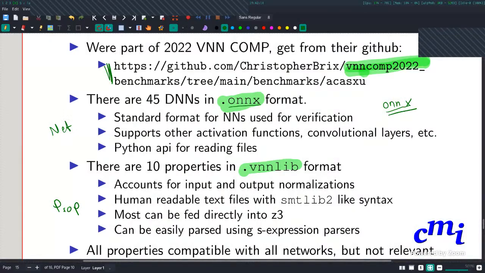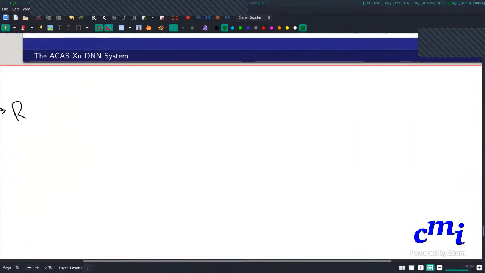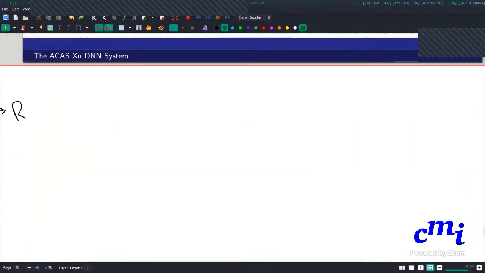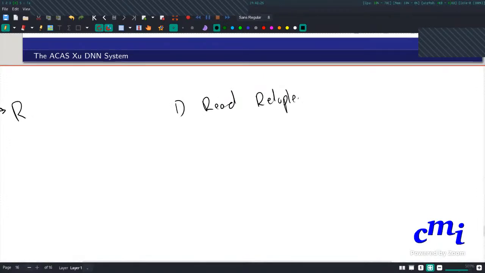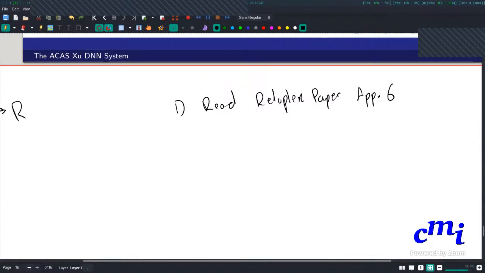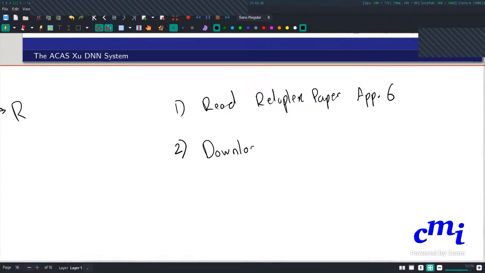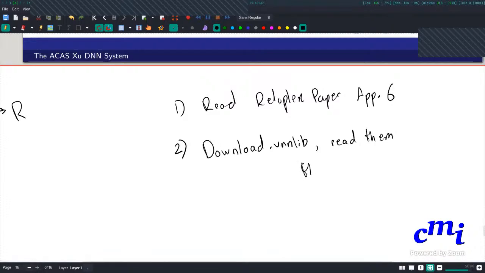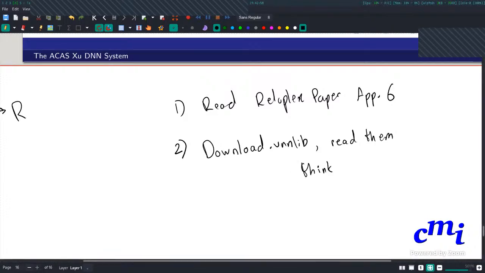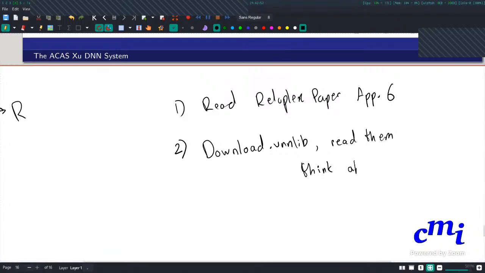So I'll maybe make a point. Number one is read Reluplex. I'll upload the paper as well. Appendix 6. Number 2 is download the VNN files and read them. Right? See that you can actually also think about parsing them. So think about how you can write a Python program to read them in and parse them.